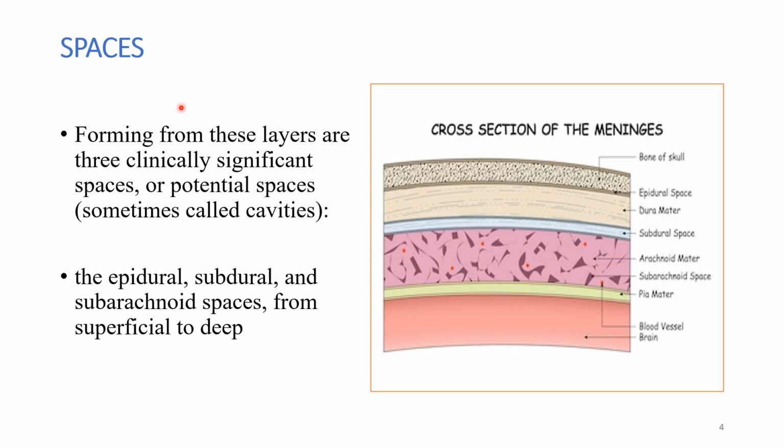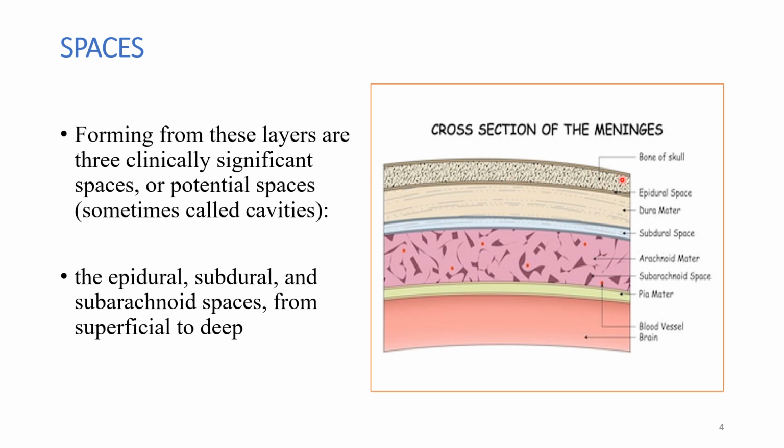Now coming to the spaces. We have three meningeal layers. They will form three clinically significant spaces or potential spaces or cavities. They are epidural space, subdural space and subarachnoid space, from superficial to deep.